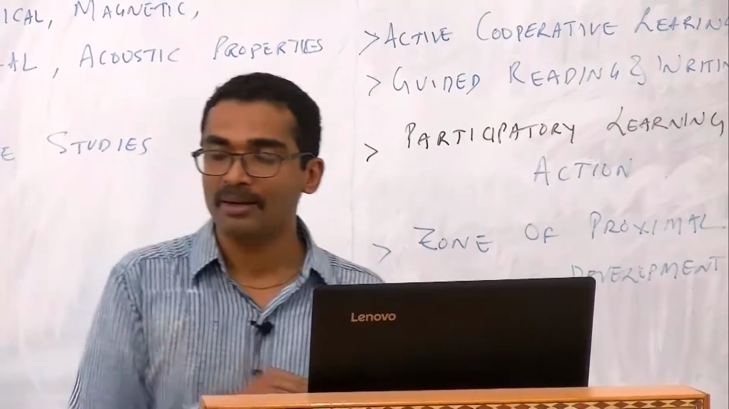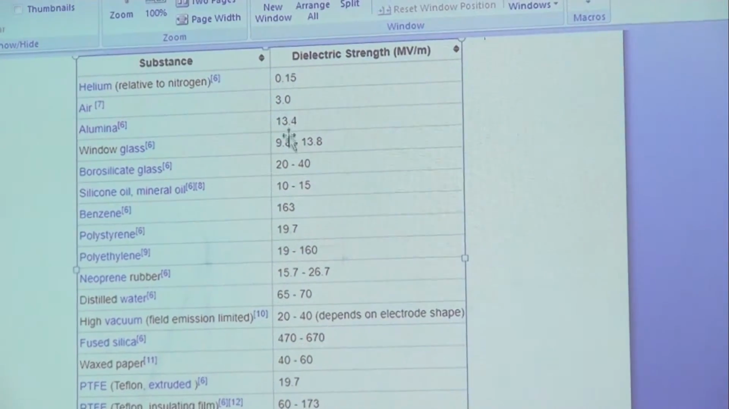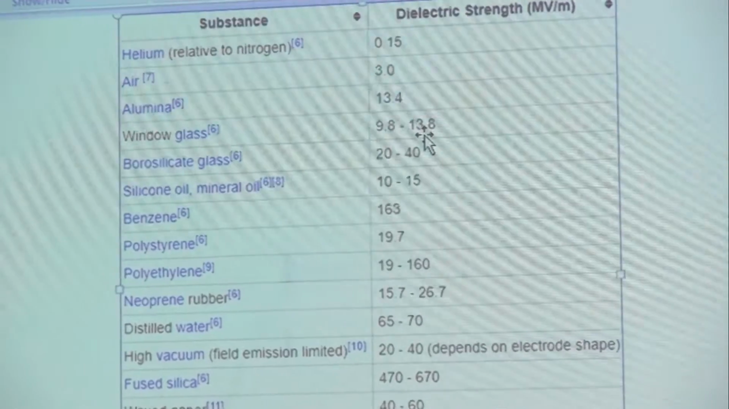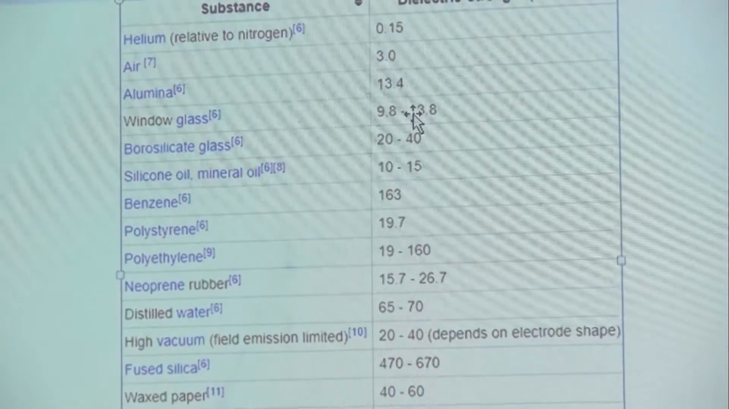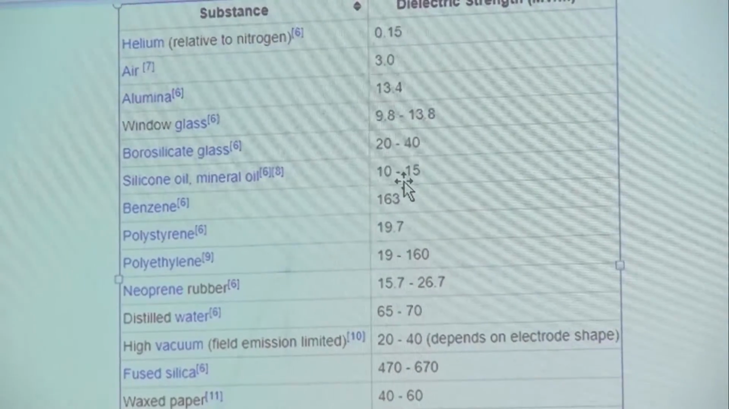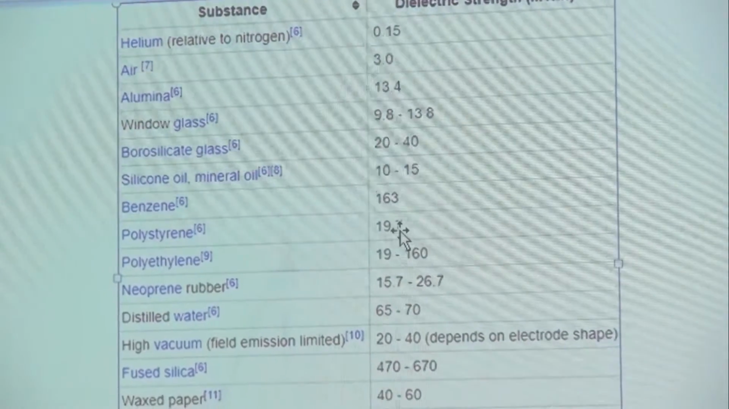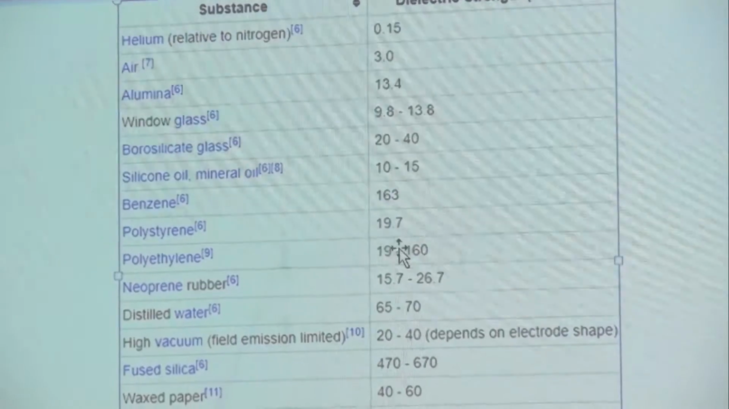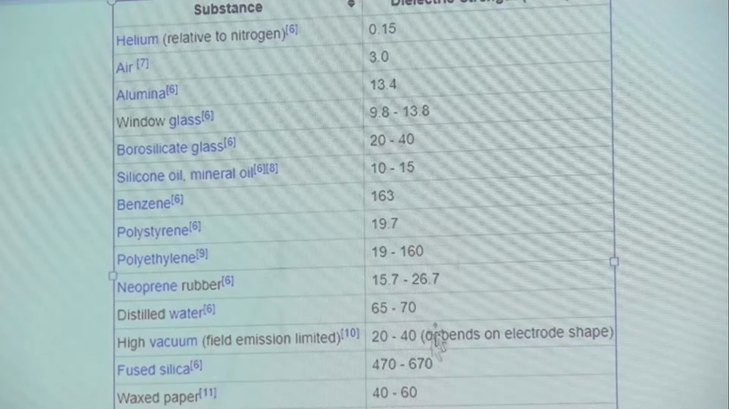Now air, look at that. Air is an insulator. What is the breakdown field associated with air? 3 into 10 to the power of 6 volt per meter. Glass, it is about 10 into 10 to the power of 6 volt per meter. And typically that is true for a wide range of glasses. Silicone oil, it's about 10 to 15 into 10 to the power of 6 volt per meter. Rubbers, and this is also true for a large number of plastics. It can be fairly high, you see, 20 into 10 to the power of 6 volt per meter.